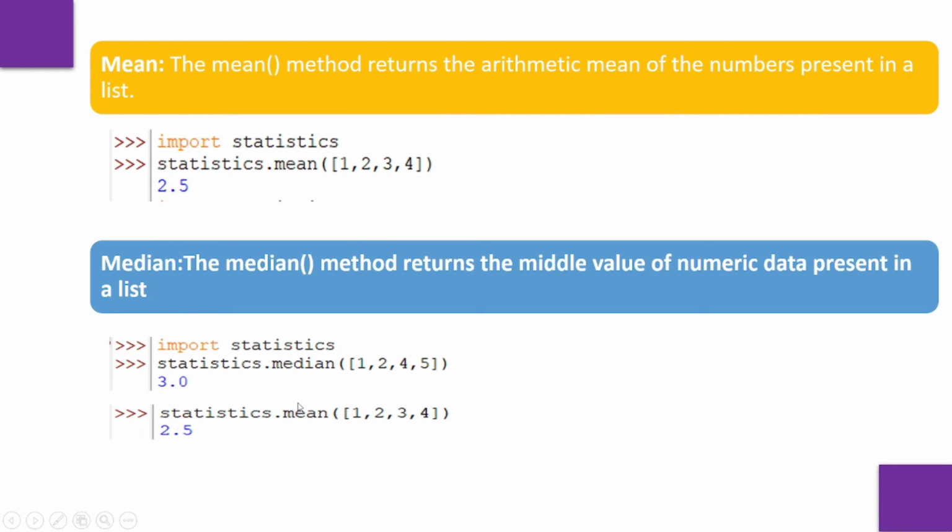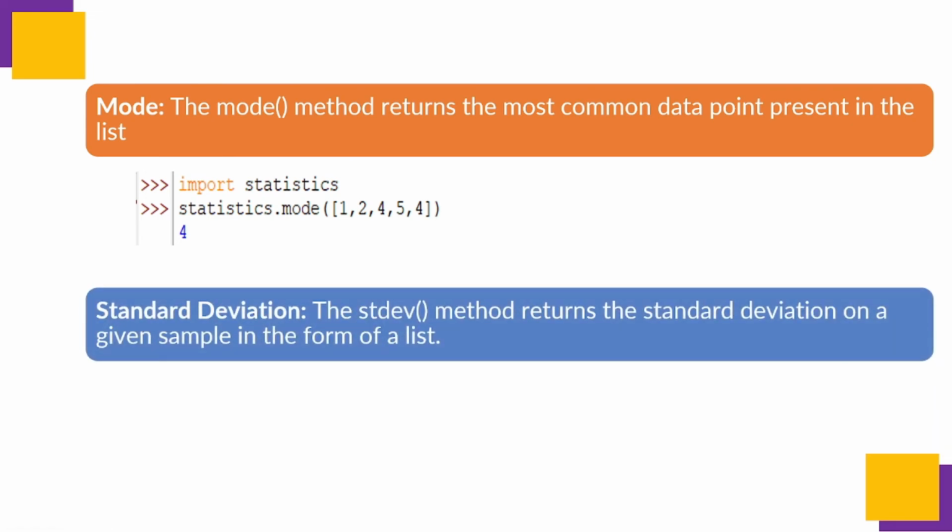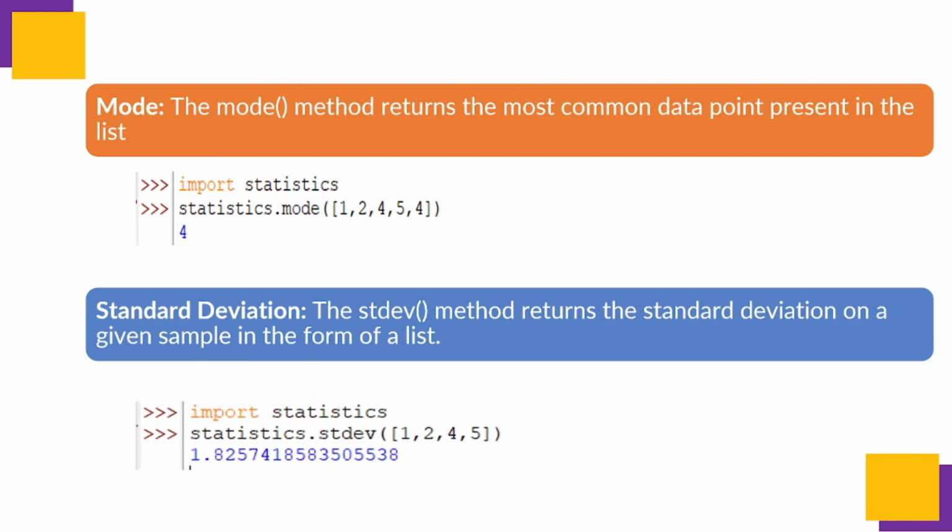Next is mode. It returns the most common data point present in the list. 1, 2, 4, 5, 4. 4 is the most commonly repeated data point present in my list, hence it will print 4. Standard deviation returns the standard deviation of a given sample in the form of a list. So the standard deviation of 1, 2, 4, 5 is 1.825 and so on.